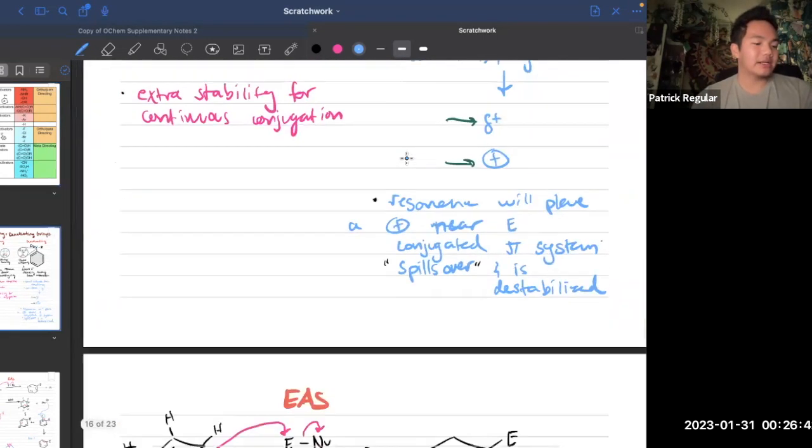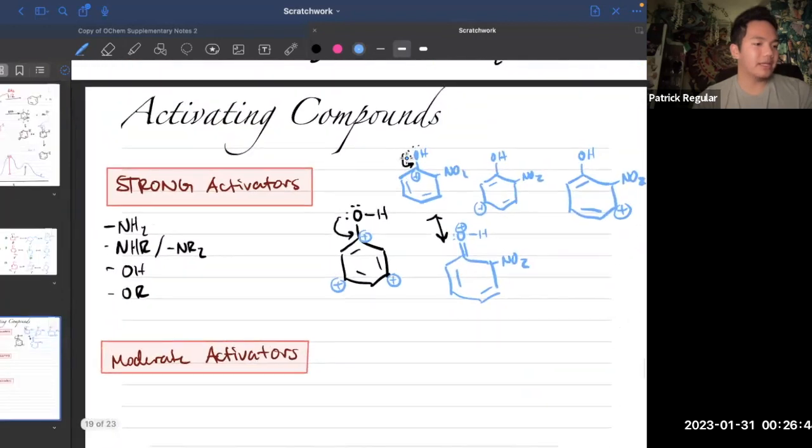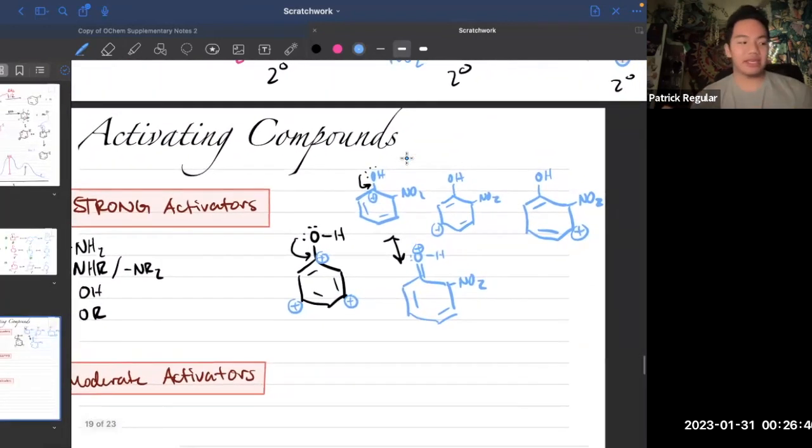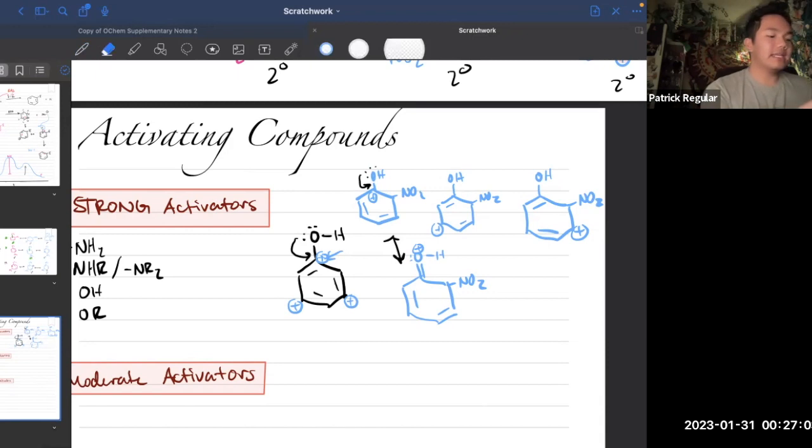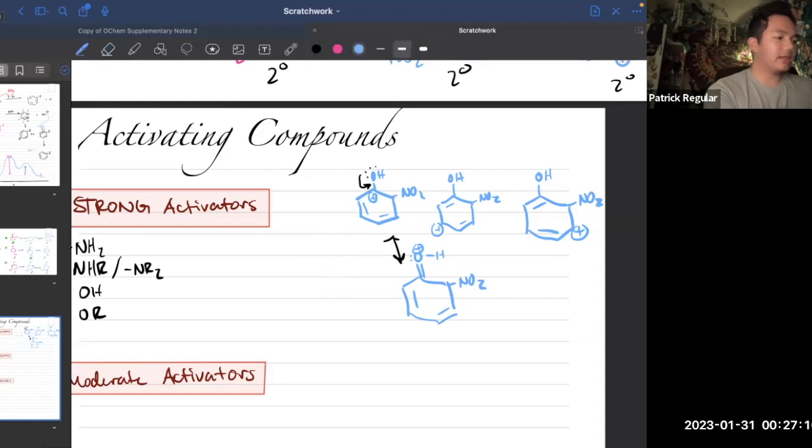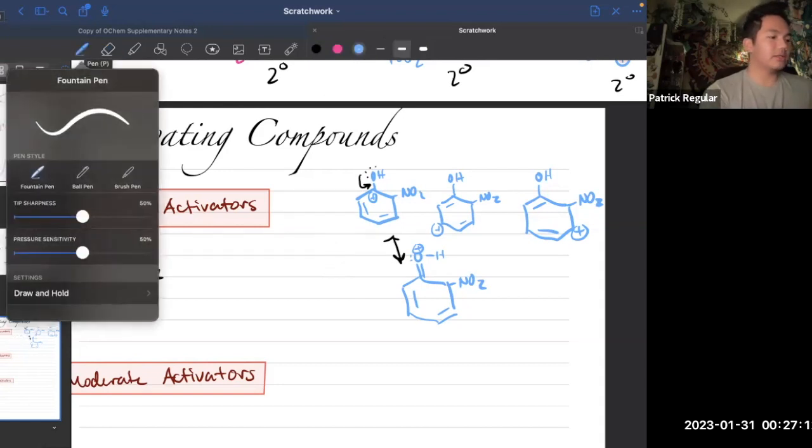So going back down to here, we have four resonance structures, and that's why our activators, because they all have lone pairs, can make extra resonance structures. And we like ortho-para because, again, ortho-para gives us the positive charge on that substituent carbon, and thus we can make more resonance.